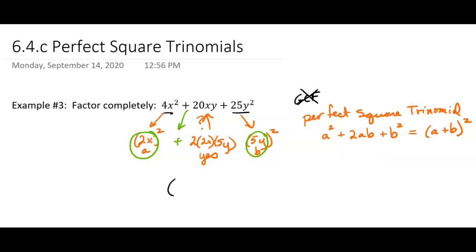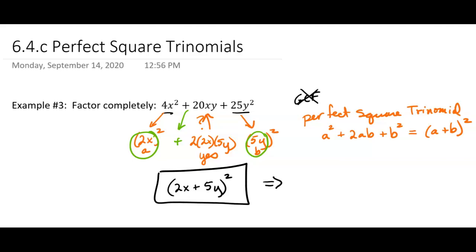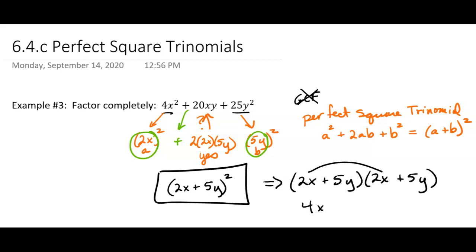All right, so it factors into 2x plus, wrote the wrong number, plus 5y, squared. Now you could check that. This is the answer. If you were going to check it, I highly recommend, especially if you're kind of new to this or you don't feel comfortable, write it out as 2 binomials and then do FOIL. So you'd get the 4x squared, you'd get a 10xy, but then you'd get another 10xy.